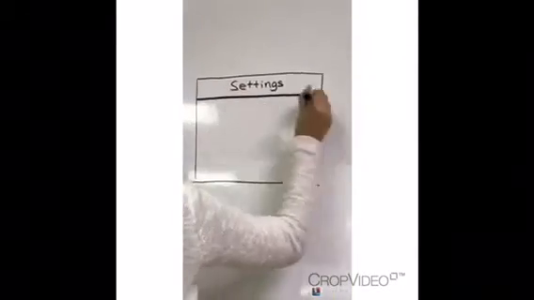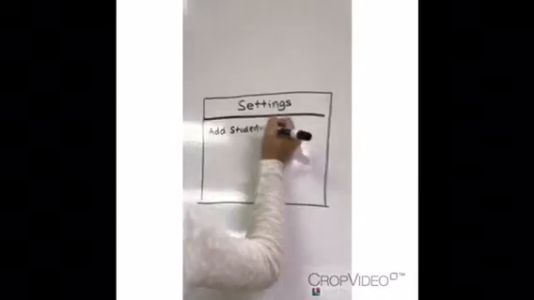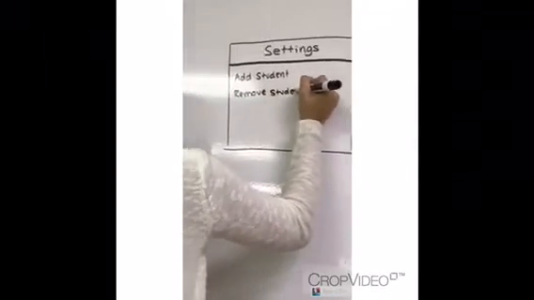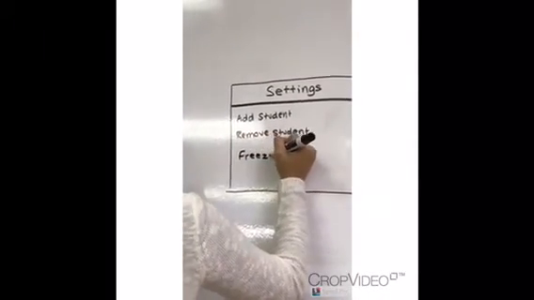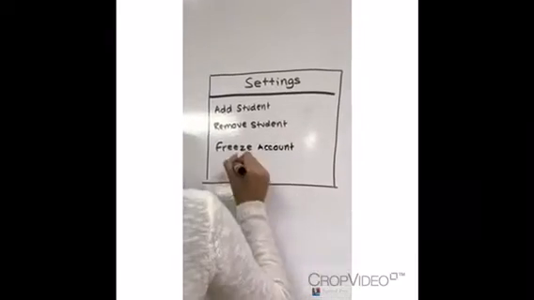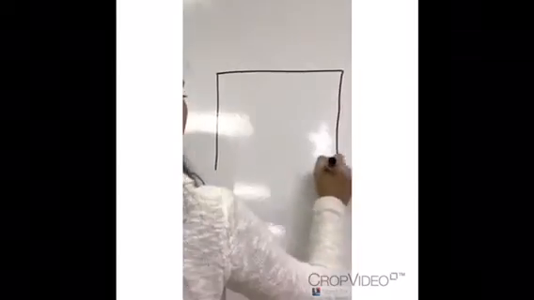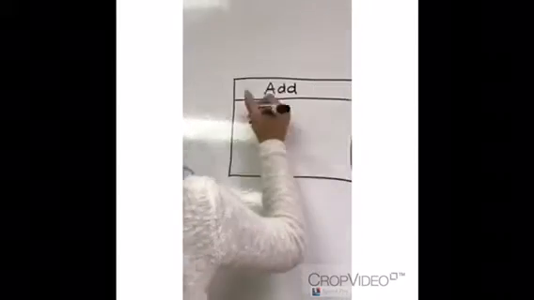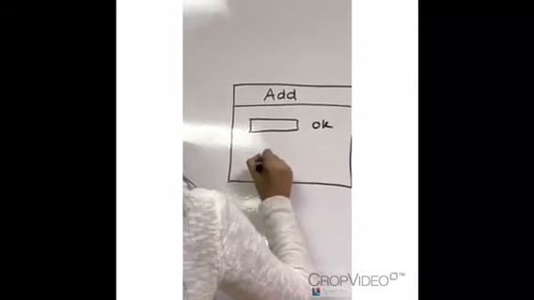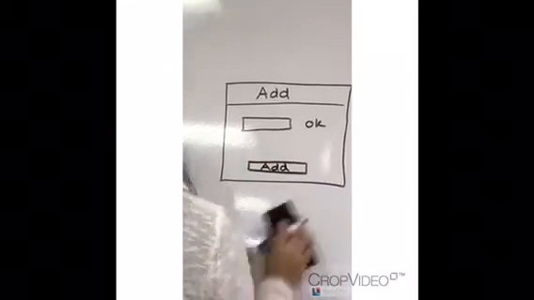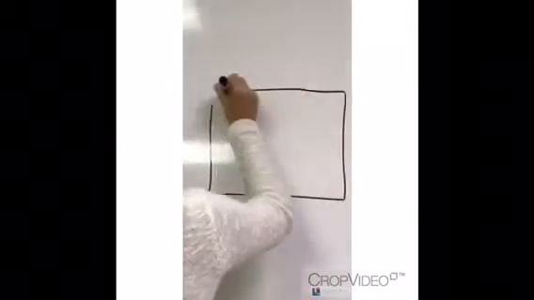Then you can go to settings, and on settings there's add student, remove student, and freeze account. If you press add student, you can put in your student's username and press add, and if you press remove student, there's a list of students on your account, and you can press delete.